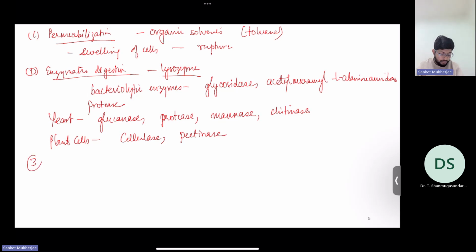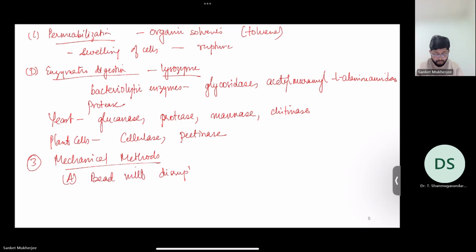The mechanical methods which can be used is either by bead mill disruption. So there's an instrument called bead beater where the beads are made up of either silica or glass, or it could be zirconium oxide. These are used to make the beads, and these beads are used then to lyse the cells.